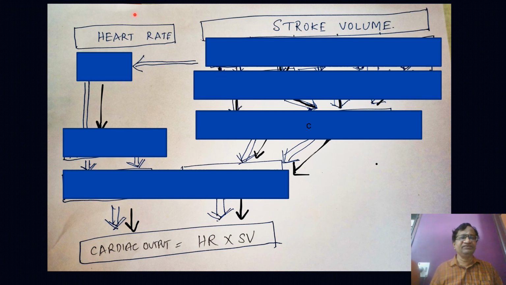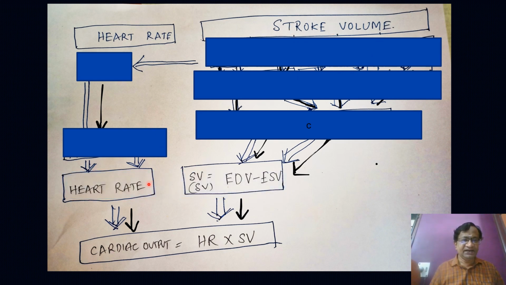Now, we have already told heart rate into stroke volume is equal to cardiac output. Now, what are the determinants of heart rate and what are the determinants of stroke volume? Stroke volume is end diastolic volume minus end systolic volume. At the end of diastole, 140 ml is there. Now it pumps 70 ml out, so 70 ml is left. So 140 minus 70 is stroke volume 70. That is 50%, which means the ejection fraction is 50%.